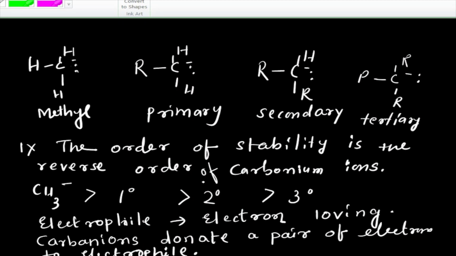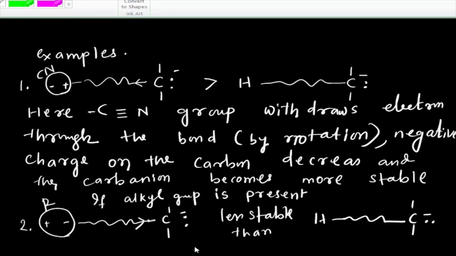Actually in carbonium ion, the tertiary is more stable than secondary, then primary, then CH3 plus. But now it is in reverse condition: CH3 minus is more stable than primary, more than secondary and more than tertiary. So electrophile means what? Electron loving, it attracts electrons from carbanion, or you can say carbanion donates a pair of electrons to the electrophile. Example, how the cyanide group is attached, how the electron pumps through, which way, see here.